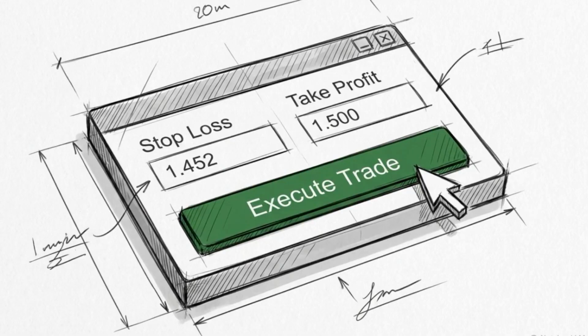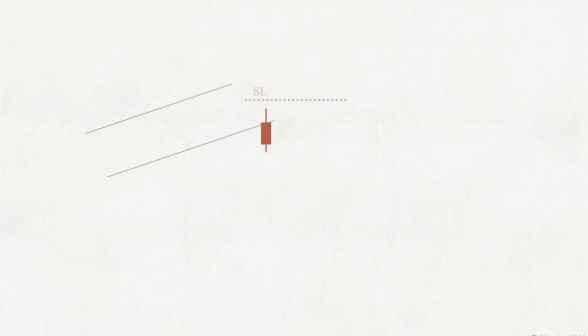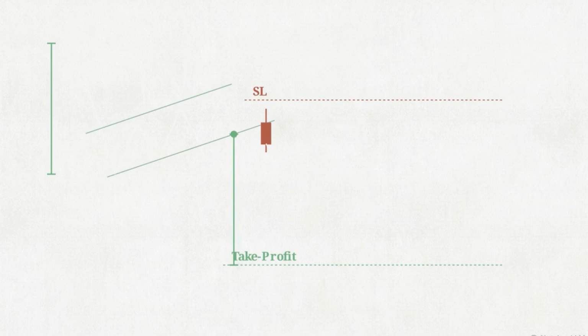Every entry signal requires predefined risk and reward parameters to be valid. Place your stop loss just beyond the extreme wick of the candle that confirmed your entry. For a flag pattern, measure the height of the original pole. This distance is then projected outward from the breakout to set your take-profit target.